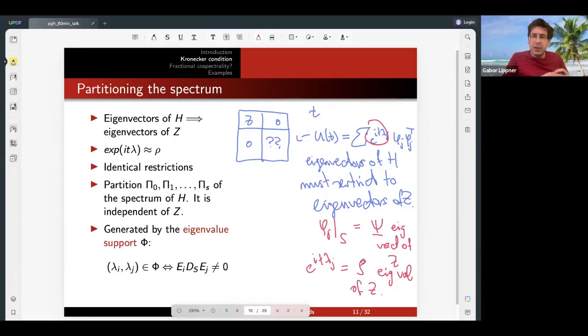And so this gives rise to a partition of the spectrum. The partition basically comes from looking at all the eigenvectors of H and restricting them to the subset. And if you find two eigenvalues that have eigenvectors with the same restriction, then those two eigenvalues must be in the same group.